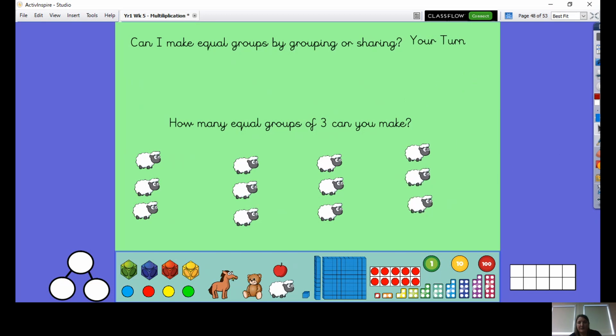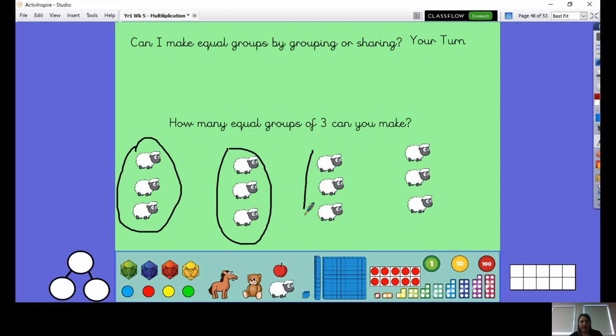So how many groups did I make? I'm just going to draw it out. I've got 1 group of 3. I've got 2 groups of 3. I've got 3 groups of 3. Oh, a bit wobbly there. And 4 groups of 3. So how many equal groups of 3 can I make? 4.